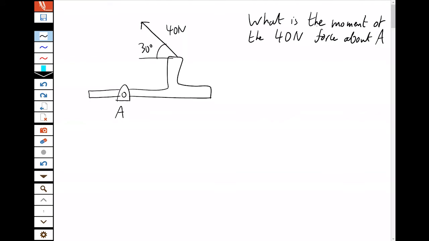Now we're working out 2D moments, but I wanted to show you a fun little example of something that can come up on a problem and an easier way to do it. We're asked here, what is the moment of the 40 Newton force about A? And we think, no problem, I know how to do that. The moment is the force times the perpendicular distance. So I've got my 40 Newton force, I find my perpendicular distance D, and then I go, oh no.